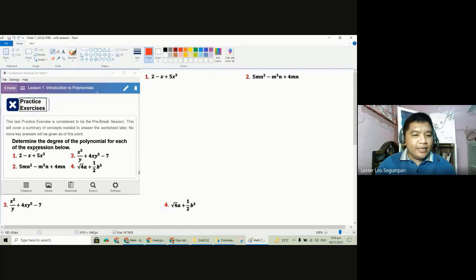Here, before we could give the degree of the polynomial, let's try to determine first whether these four expressions are polynomials or not. Because if they are non-polynomials, then we don't need to look for a degree of the polynomial. Then it would be easier for us to give our answer.